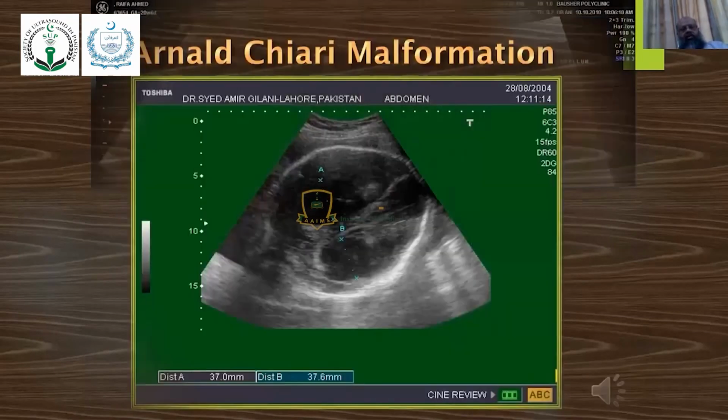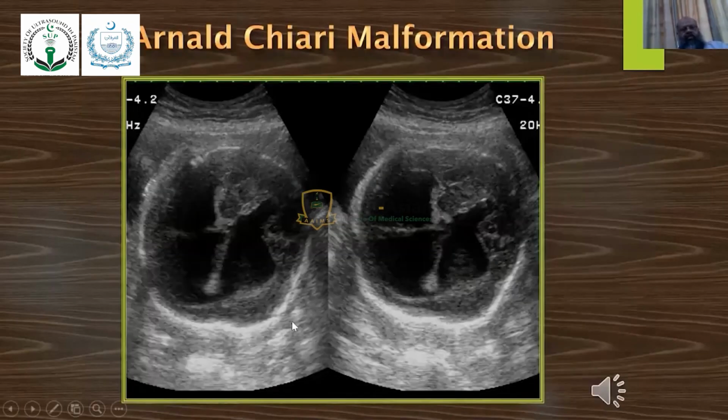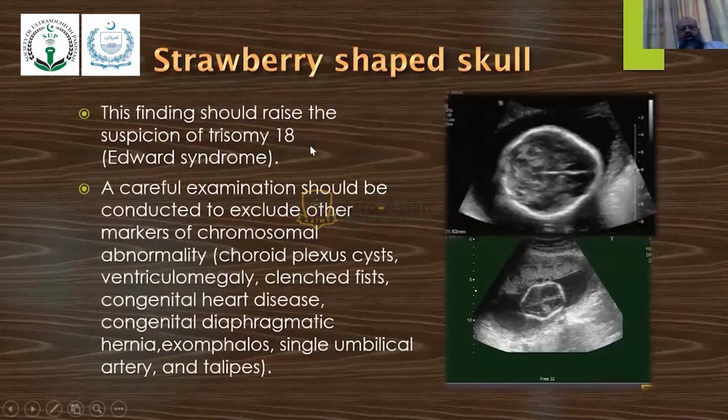So it is Arnold-Chiari, in which we can also get the dangling choroid. Strawberry-shaped skull.